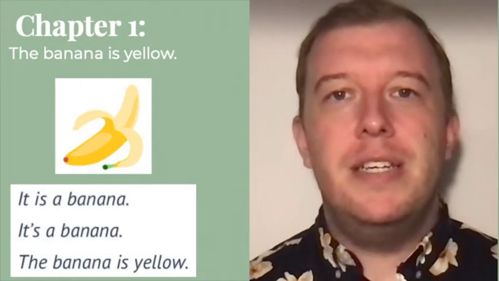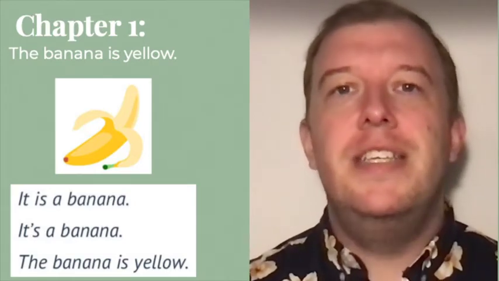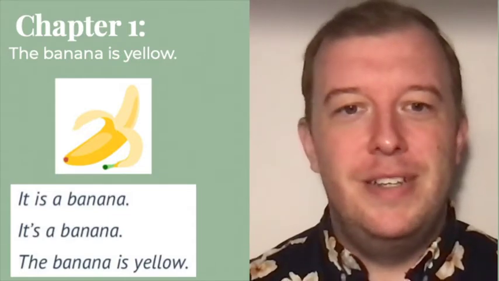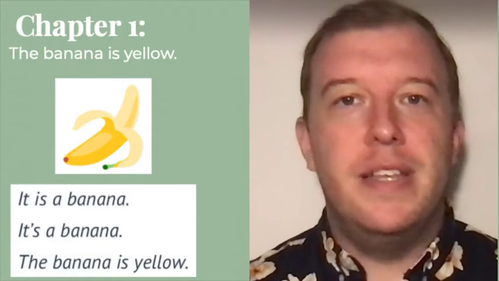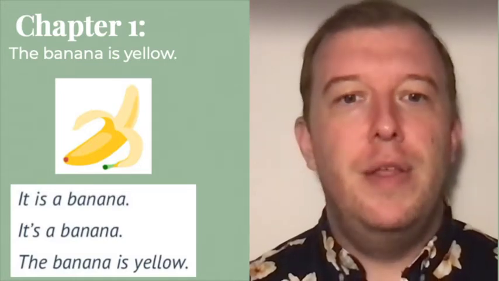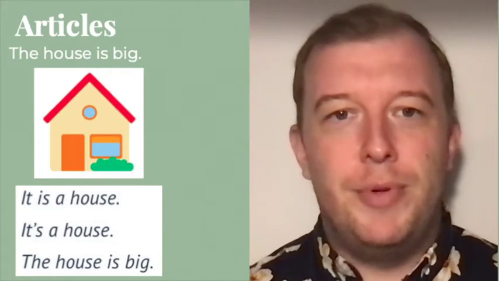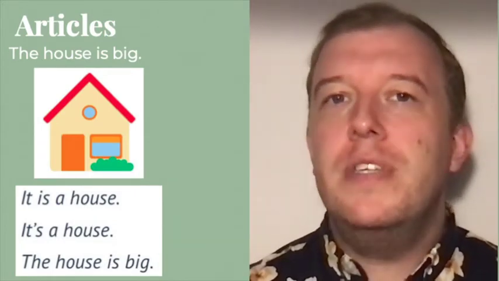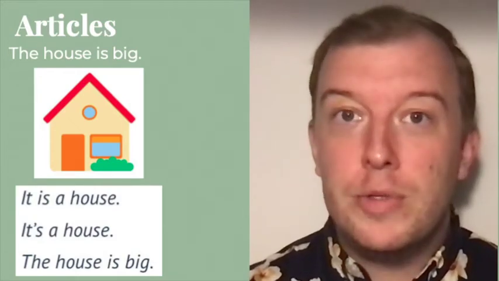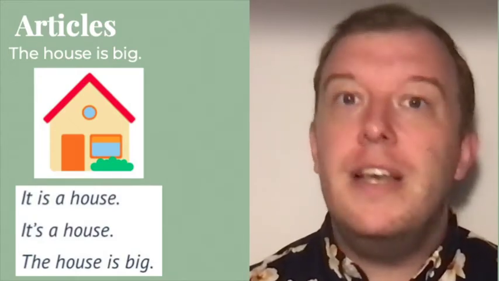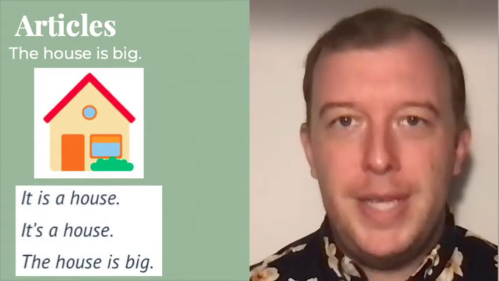The banana is yellow. The banana is yellow. Okay. It is a banana. It's a banana. The banana is yellow. Let's look at another example. The house is big. It is a house. It's a house. The house is big.